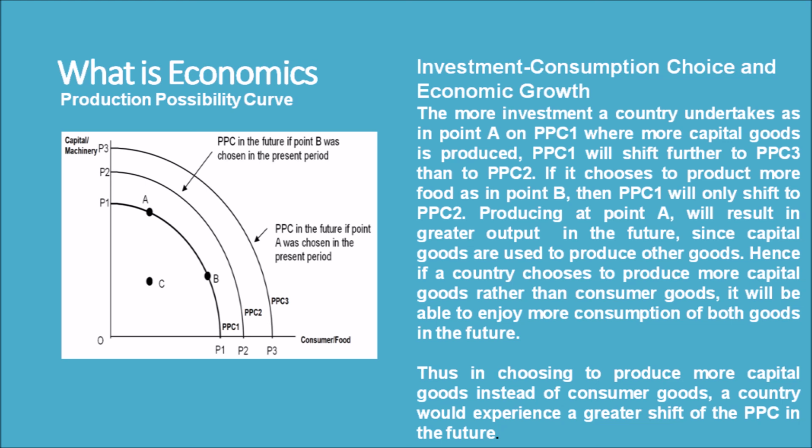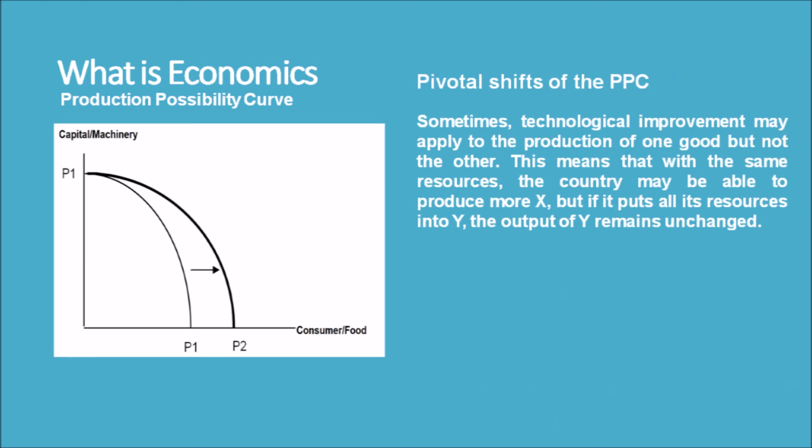Thus, in choosing to produce more capital goods instead of consumer goods, a country would experience a greater shift of the PPC in the future. Pivotal shifts of the PPC. Sometimes, technological improvement may apply to the production of one good but not the other. This means that with the same resources, the country may be able to produce more X, but if it puts all its resources into Y, the output of Y remains unchanged.